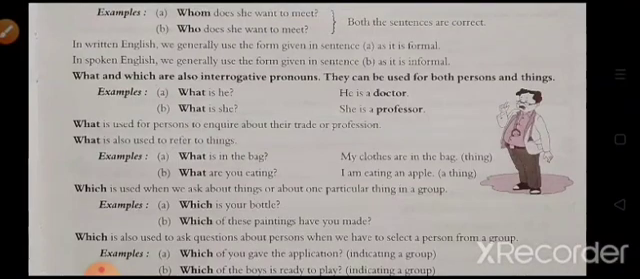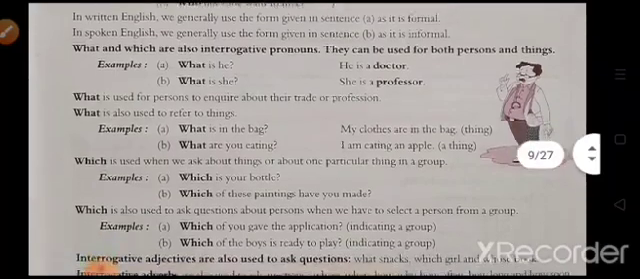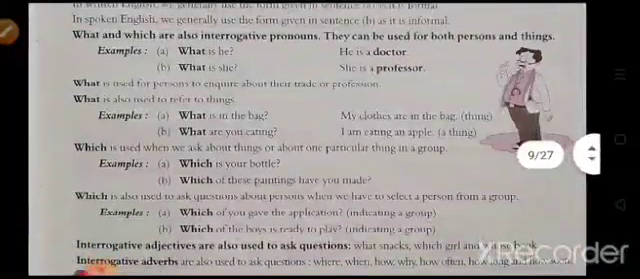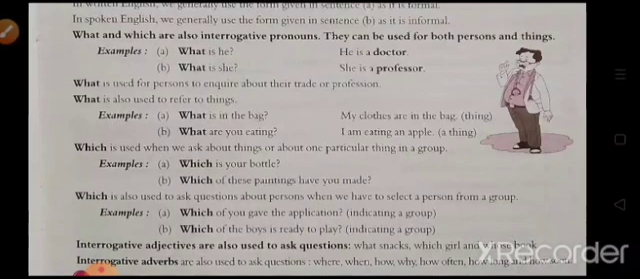A is formal. In spoken English, we generally use the form given in sentence B as it is informal. What and which are also interrogative pronouns. They can be used for both persons and things. For example, what is he? He is a doctor. What is she? She is a professor. What is used for a person to inquire about their trade or profession.